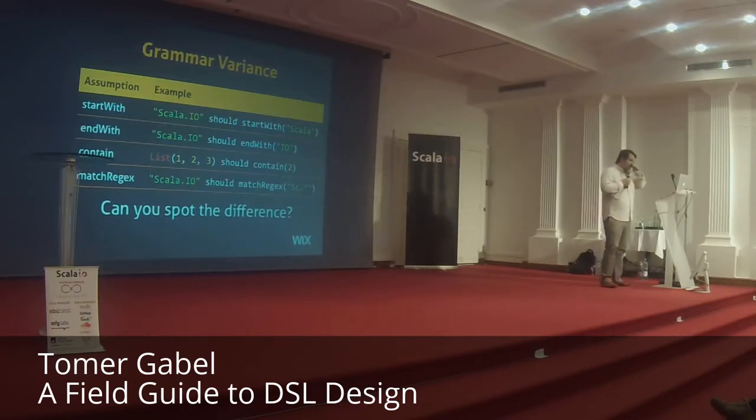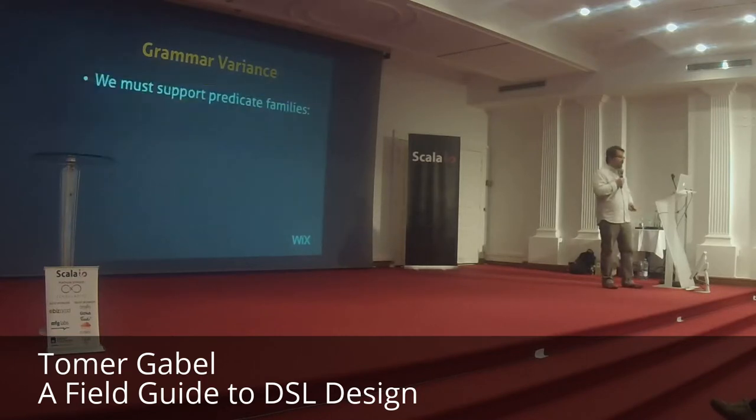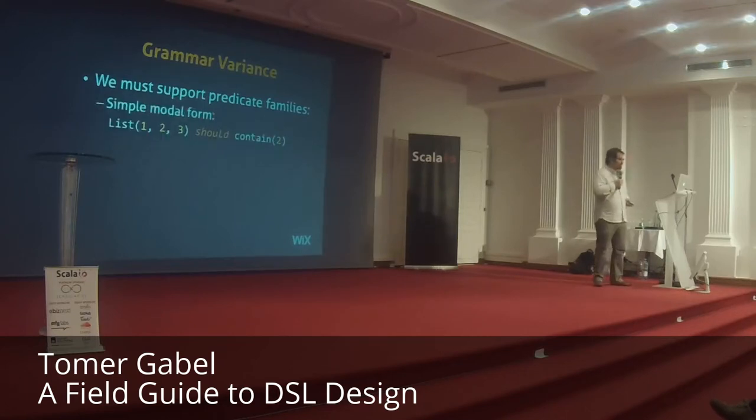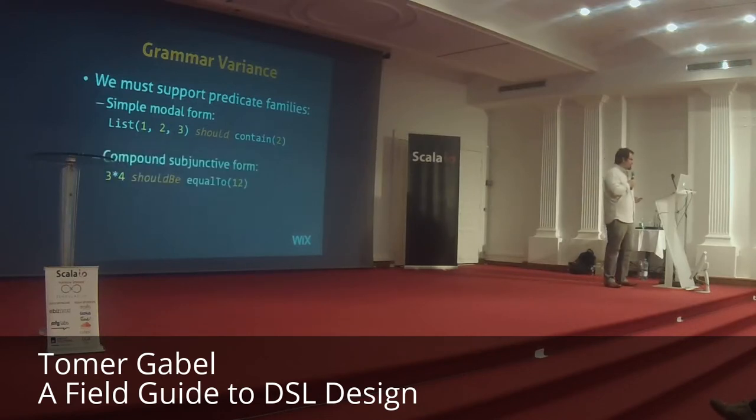So why this ends up being something of an issue is that for our domain language, we have several families. In this example, we have 2 families of predicates. In linguistic terms, we have simple modal forms, of the type list 1 to 3 should contain 2. And we have the other shape that's called compound subjunctive form. Don't ask me why, I did Wikipedia searches and came up with this. And it's anything should be equal to 12.